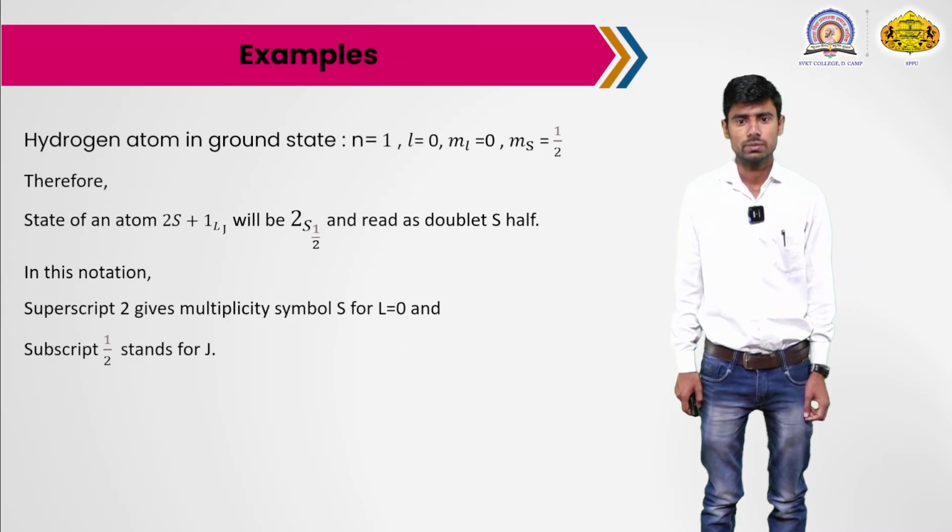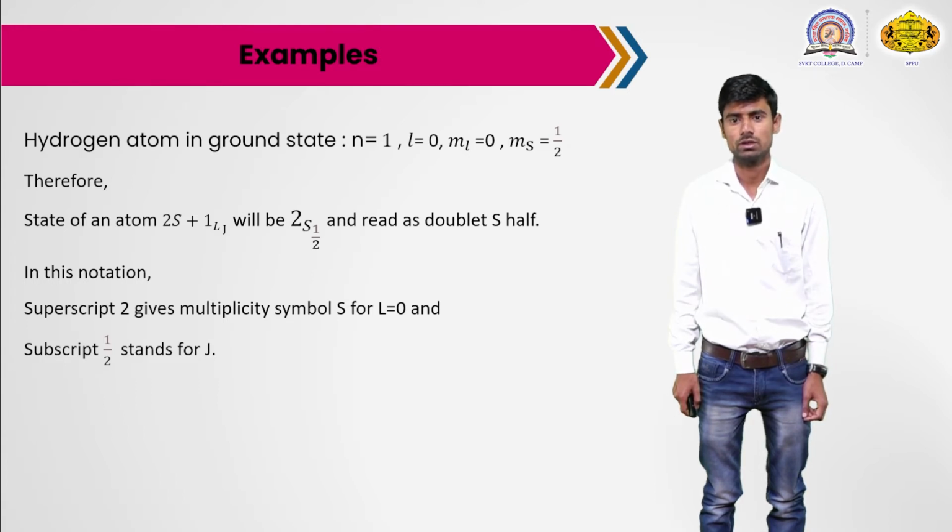Now let us consider some examples of the spectral notations. We have here the example of a hydrogen atom in the ground state. Its electronic configuration is 1s1. So there is an electron in the s orbital. S orbital for the electron means L equals 0. And here we are considering the first orbit, which corresponds to n equals 1. So for a hydrogen atom in the ground state, n equals 1, L equals 0.